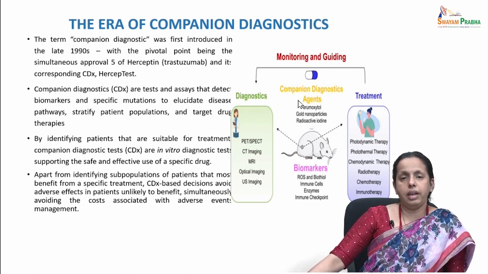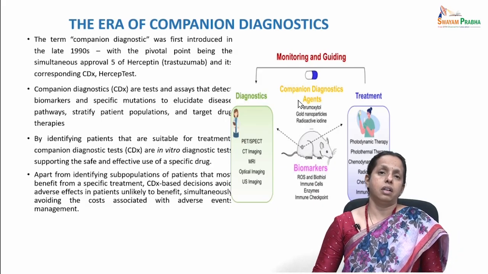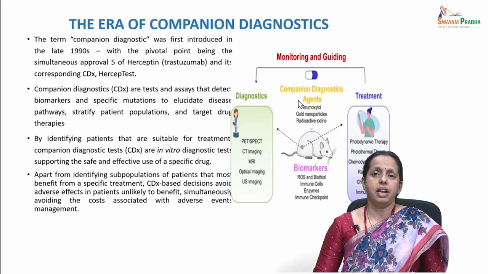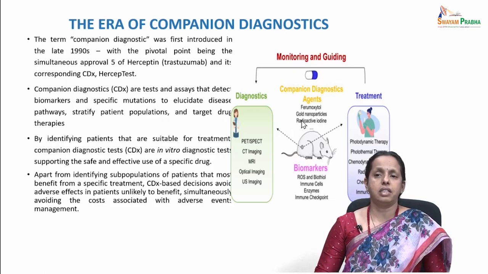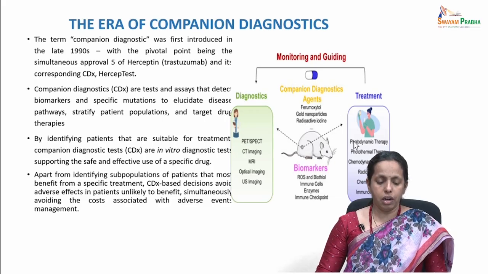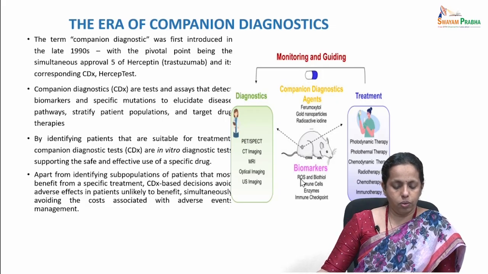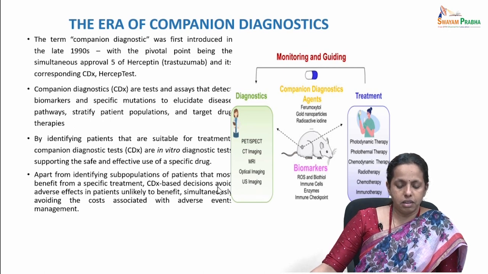This is the only imaging FDA companion diagnostic tool used in the FDA, your Ferriscan, which enables assessment of iron content in the liver of patients with non-transfusion dependent thalassemia. Because of this molecular imaging, you have PET-CT imaging, MRI, all the different high-end imaging.